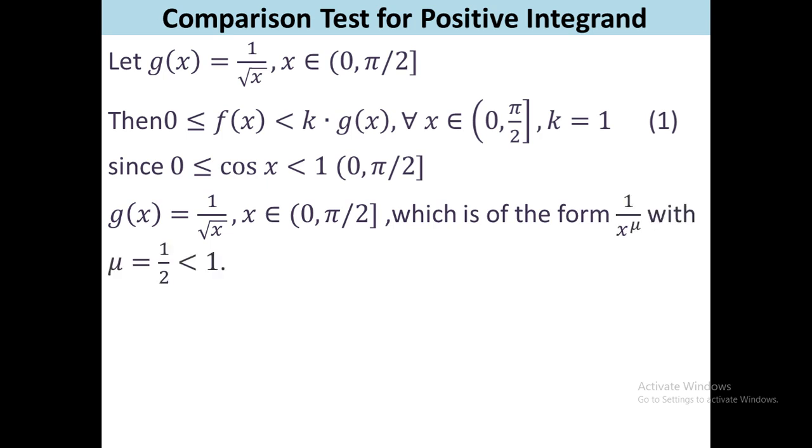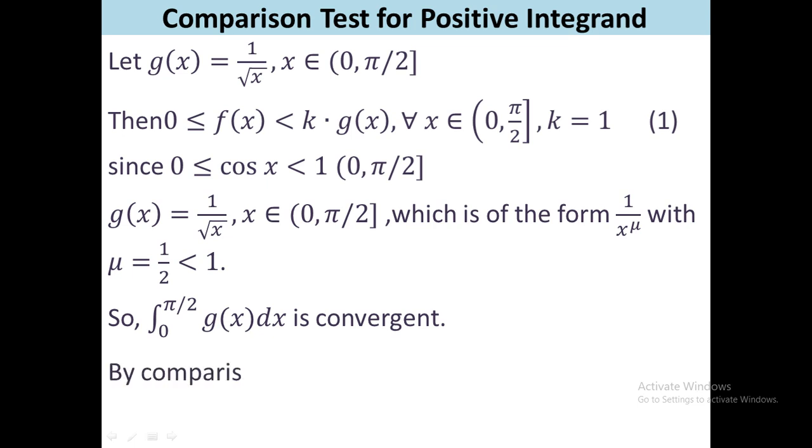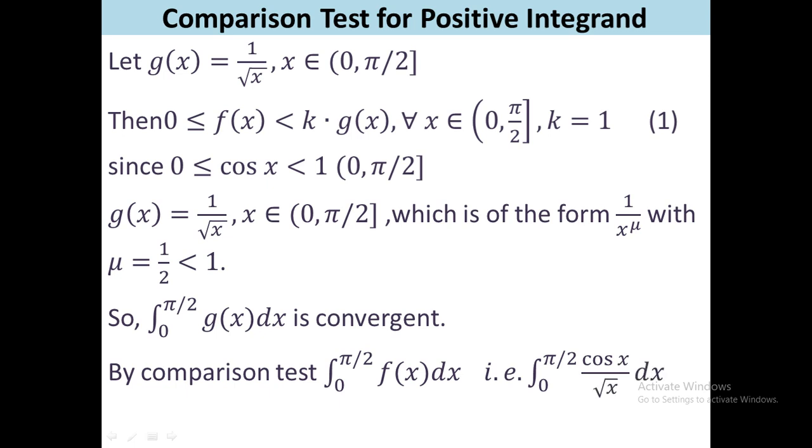You know that in example 7, if a function has infinite discontinuity at the left boundary x equal to a, and the function is 1 by (x minus a) whole to the power mu, then it is convergent if and only if mu is less than 1. Here mu is half, which is less than 1, therefore the integral of g(x) dx from 0 to pi by 2 is convergent. Then, since g(x) is convergent, f(x) must be convergent. By the comparison test, f(x) is convergent, that is, the given integral is convergent.